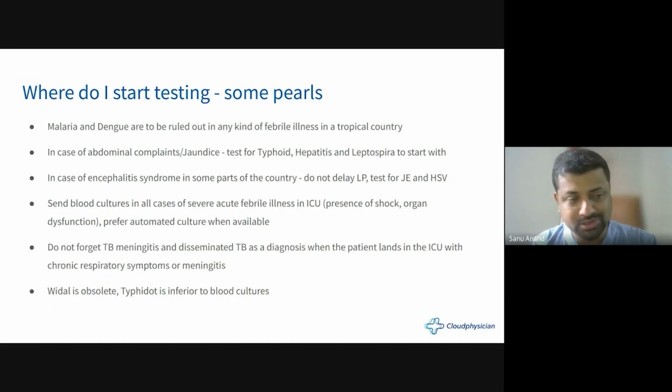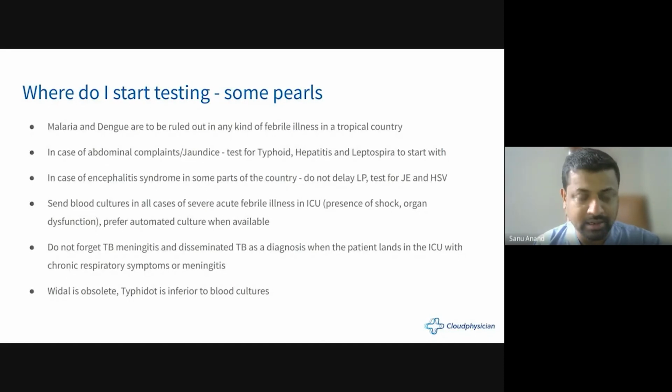Now, also send blood cultures in all cases of severe acute febrile illness in the ICU. Severe acute febrile illness means the patient is in shock or has organ dysfunction. And if you have a BACTEC, a VITEK, or a BD or whatever automated culture method you have, it's widely available in most metro cities and even tier 2 cities these days, and even tier 3 cities in certain pockets. Just prefer automated cultures whenever available. Again, standard 2 sets, that means 4 bottles, 2 bottles of aerobic, 2 bottles of anaerobic, and this is very important.